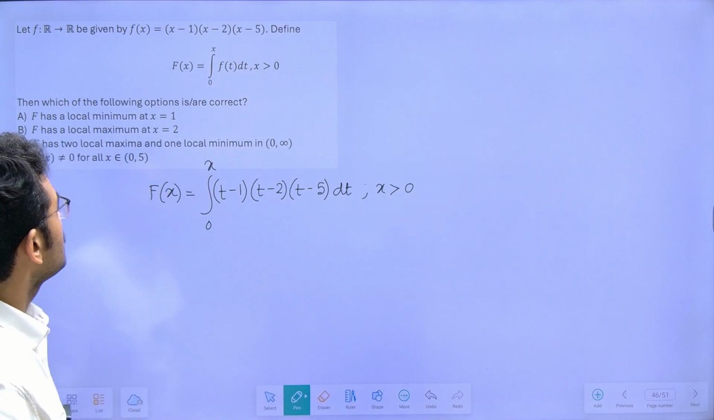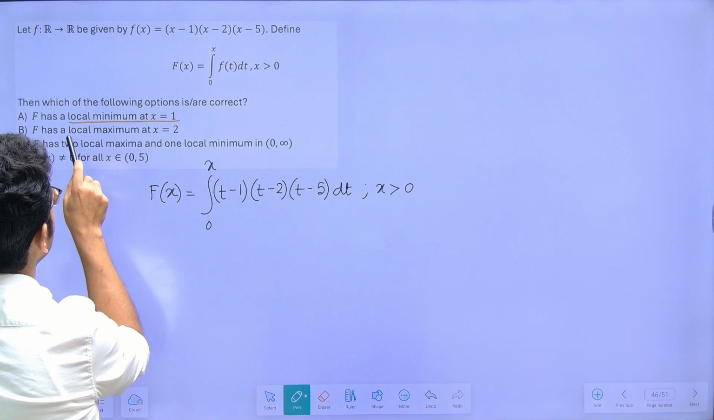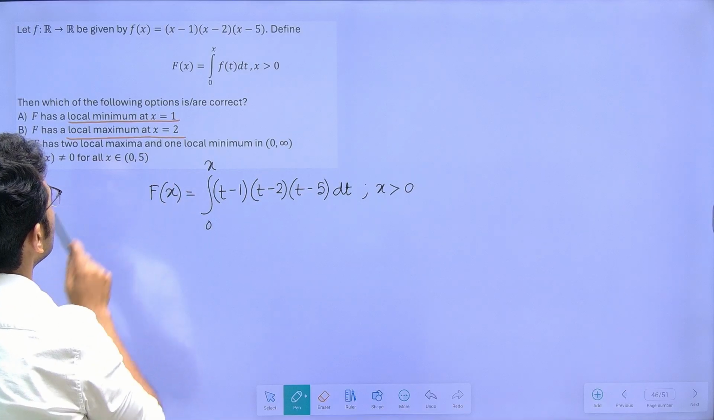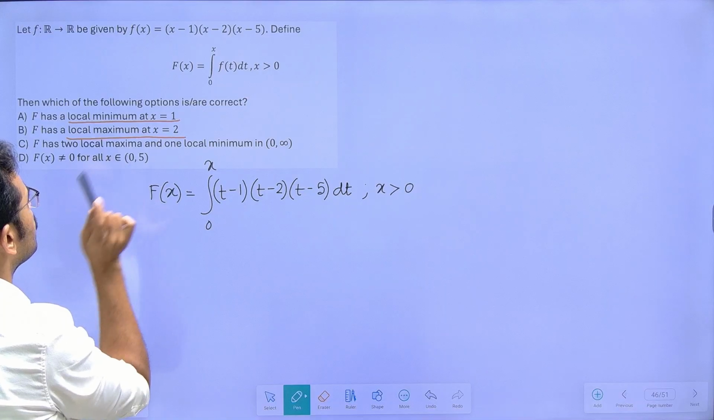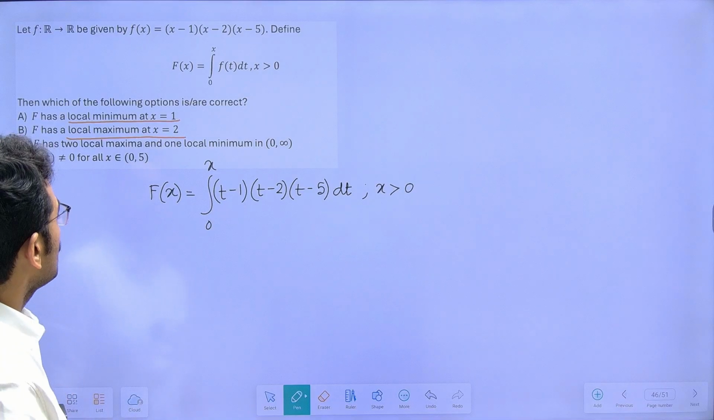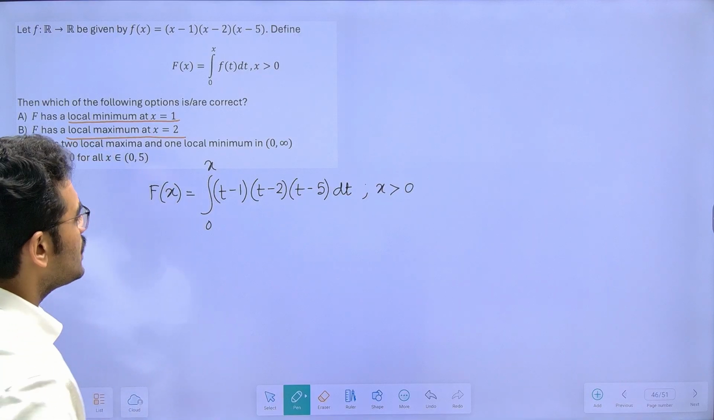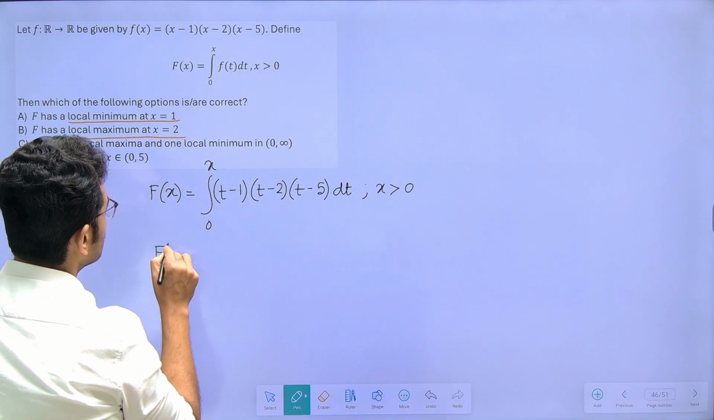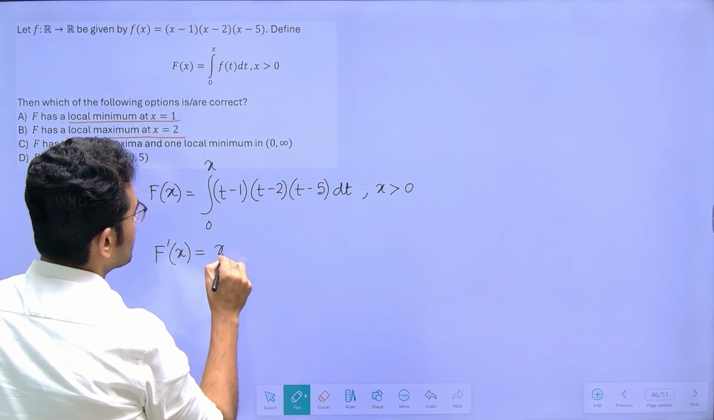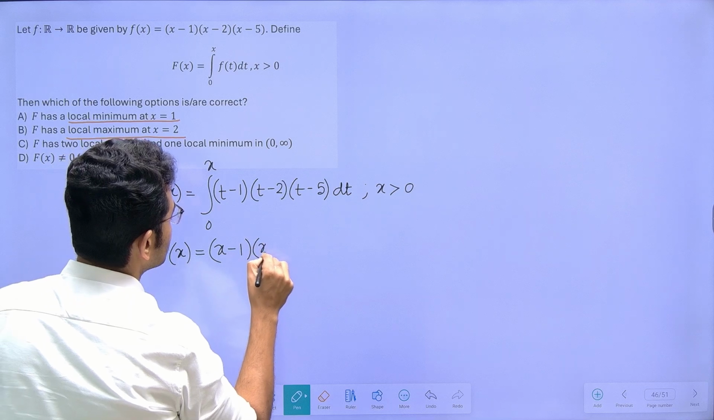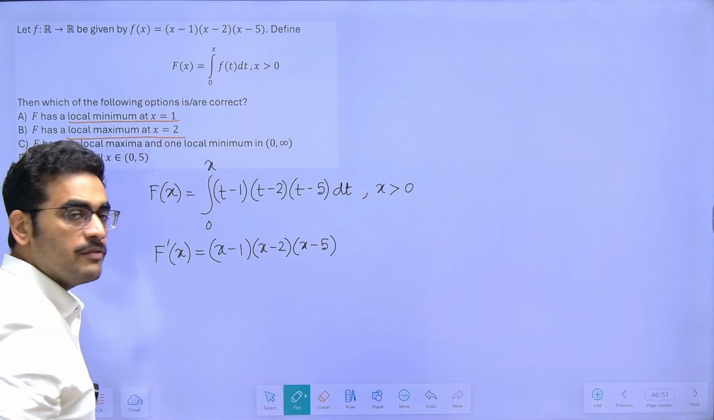This is the function. Now it is given that F has a local minimum at x equal to 1, local maximum at x equal to 2, number of local maxima, local minima, and F(x) not equal to 0 for all x belongs to (0, 5). First of all, we need to check for local maxima and minima. So let us go for the derivative of the function. So F dash x is equal to, differentiating by Leibniz rule, you will get (x minus 1)(x minus 2)(x minus 5). This is the derivative of the function.